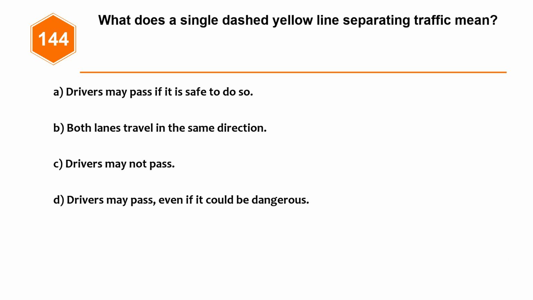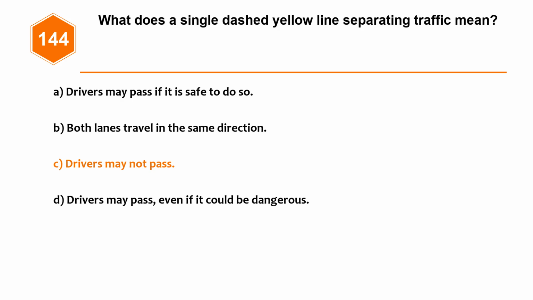Question 144. What does a single dashed yellow line separating traffic mean? Option A. Drivers may pass if it is safe to do so. Option B. Both lanes travel in the same direction. Option C. Drivers may not pass. Option D. Drivers may pass even if it could be dangerous.